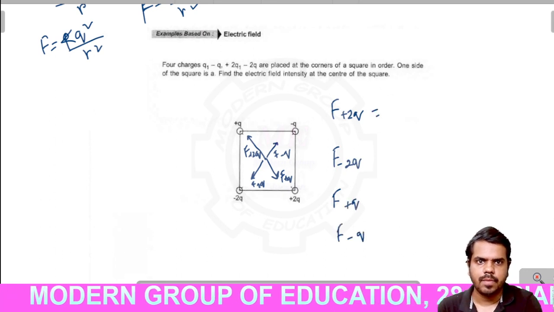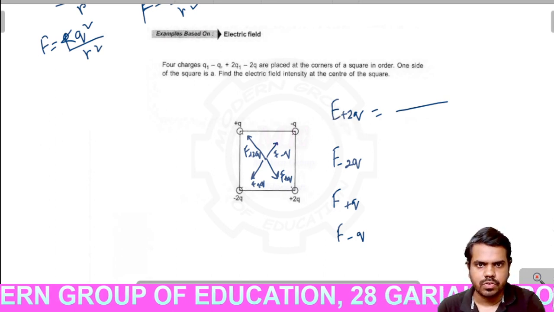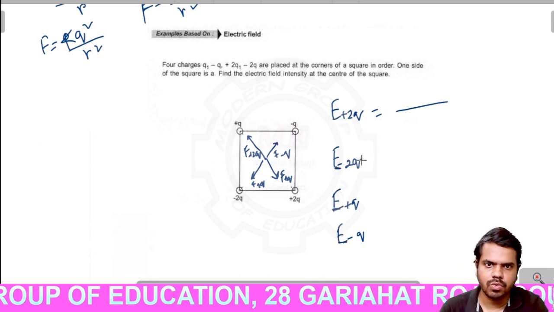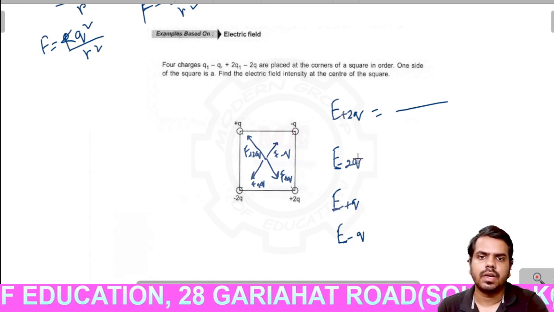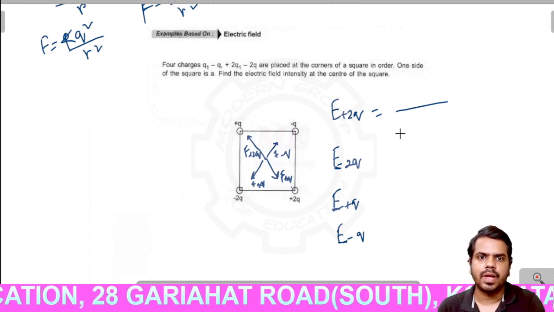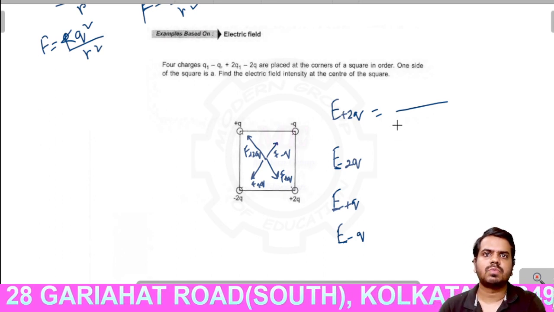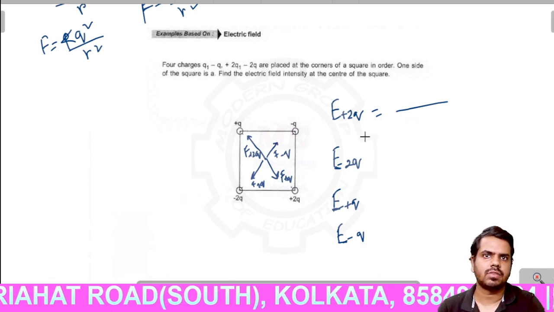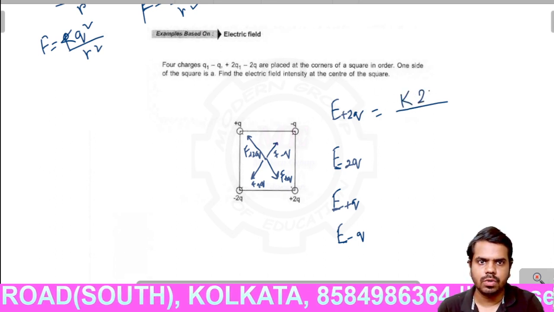Separately, in the electric field formula, we have to find the electric field, not forces, electric field. E due to plus 2q, E due to minus 2q, E due to plus q, and E due to minus q. In the electric field intensity formula, we have to put the value of charge only, not the sign, because we are assuming that the charge is positive in nature, and we separately find out the electric field values, and we separately find out the direction of the electric field. So kQ, that means k2q by r square.